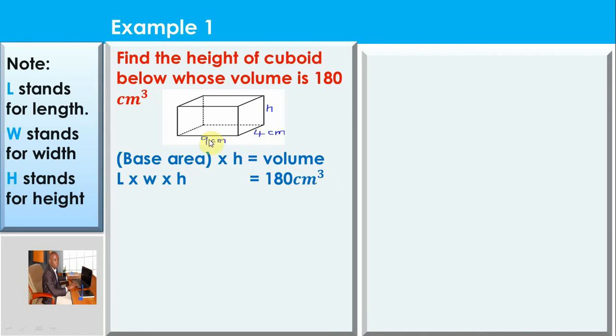And now length is 9 centimeters, width is 4 centimeters, height is not given, so we shall maintain our h. So we can here say 9 times 4, so this 9 here times 4. And then h is not given, we maintain it as h, equals 180 cubic centimeters. Now here 9 times 4, can someone give us 9 times 4?